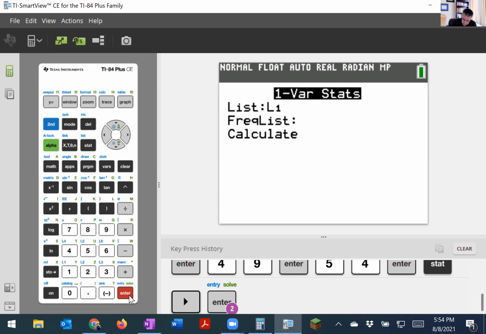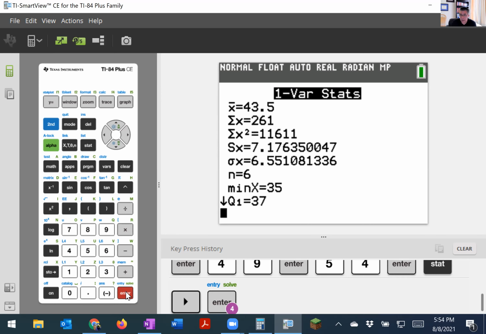Frequency list, yes, hit enter. And then calculate, hit enter again. So I ended up hitting enter 4 times. That's what that little purple 4 is down there. Okay, and so what does this tell me? This tells me that X bar is equal to 43.5. Oh, okay. And then there's a bunch of other stuff.